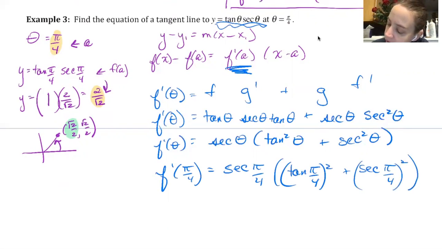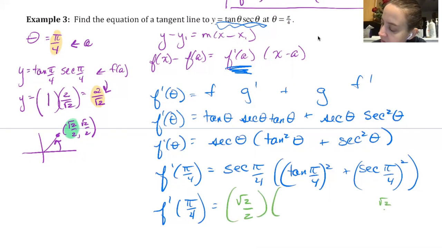Okay. So secant, again, is related to cosine, right? And my cosine term is this green one over here. We highlighted this guy. Cosine is root 2 over 2, but for secant, we need the reciprocal of it. So maybe we'll make this green too. This is root 2 over 2. And I've got another one of those over here. This is root 2 over 2 quantity squared.